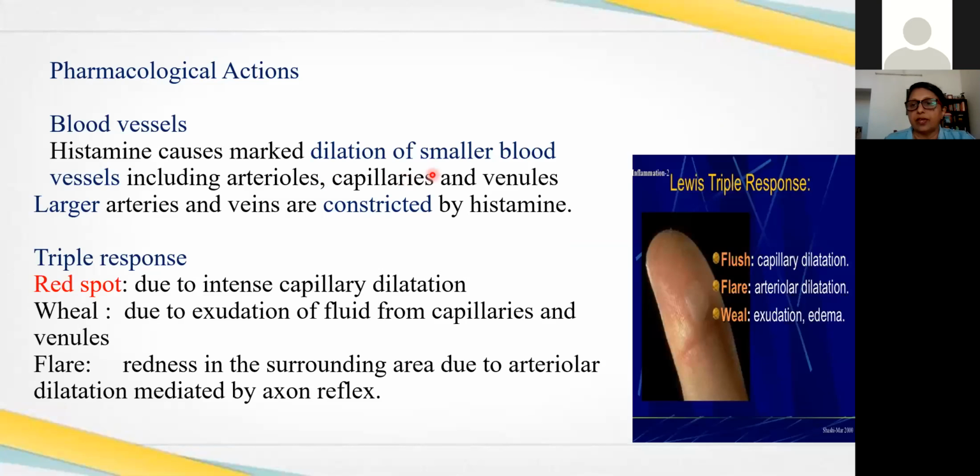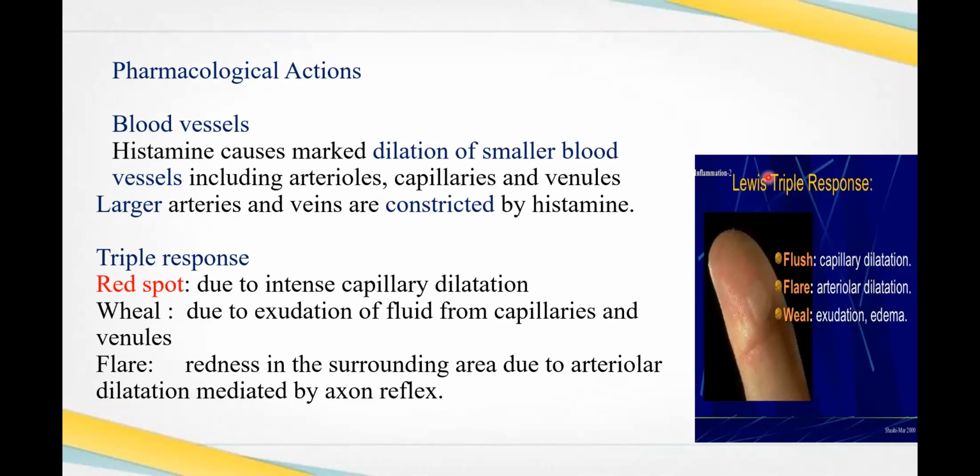Then now we will have a look at the pharmacological actions. First we will see the actions of histamine. Later on, we will see our drugs, that is antihistamines. So you know that in blood vessels, it causes dilatation of the smaller blood vessels. In an allergy, there will be redness, swelling, etc. This is because of the dilatation of smaller blood vessels, but larger arteries will be constricted by histamine. That is number 1.